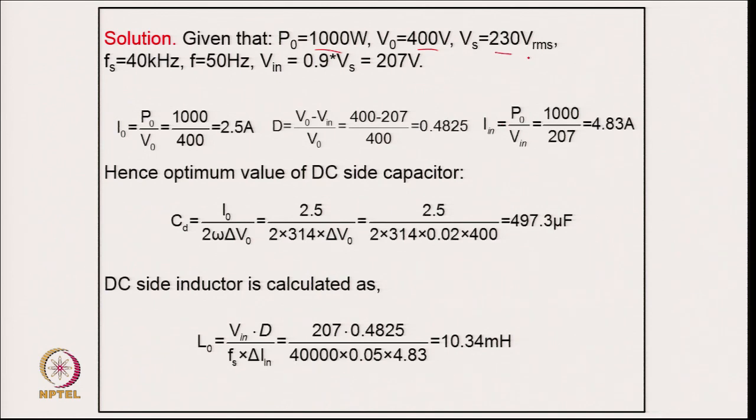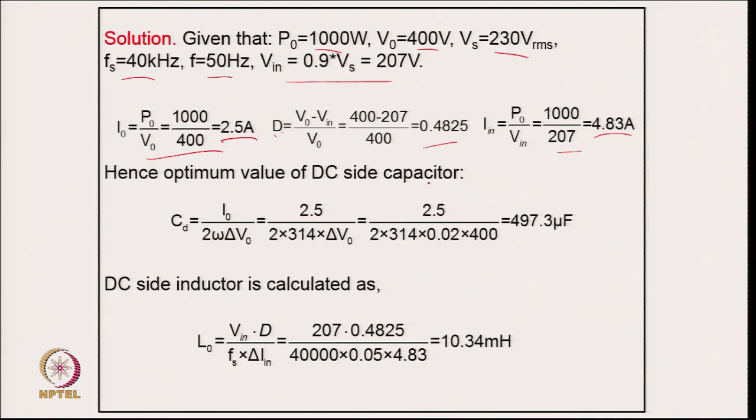output voltage 400 volt, supply voltage of 230 RMS with the 40 kilohertz design, supply frequency 50 hertz. So, the input average will be 0.9 times Vs, that is 0.9 times 230, that is 207 volt. So, we can find out the output load current, power divided by the output voltage, that is 1000 upon 400, 2.5 ampere, from which we can find out the average duty cycle corresponding to that, 0.4825, and we can find out the input current, the output power divided by the voltage, average input current 4.83.